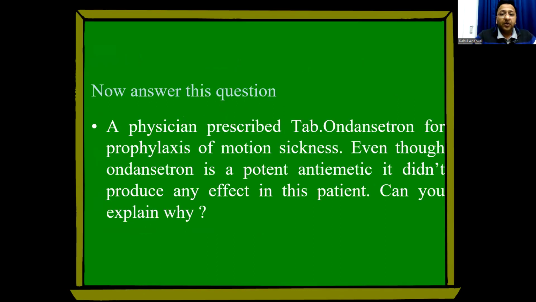Okay. Now, can you please answer this question? A physician has prescribed the tablet ondansetron for prophylaxis of motion sickness. Even though ondansetron is a very potent antiemetic, used for cancer-induced nausea and vomiting, chemotherapy or radiotherapy induced nausea, it does not produce any effect in this patient. Can you explain why?